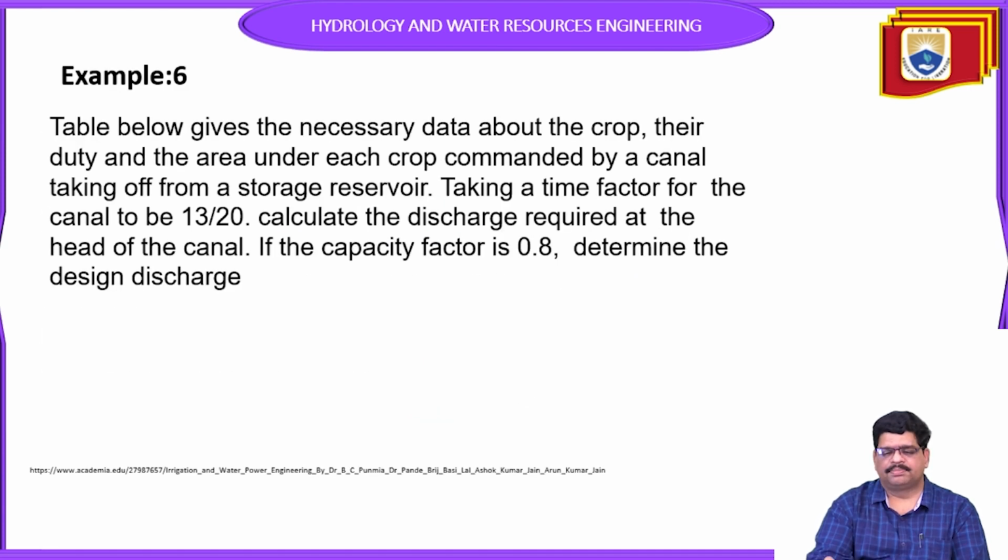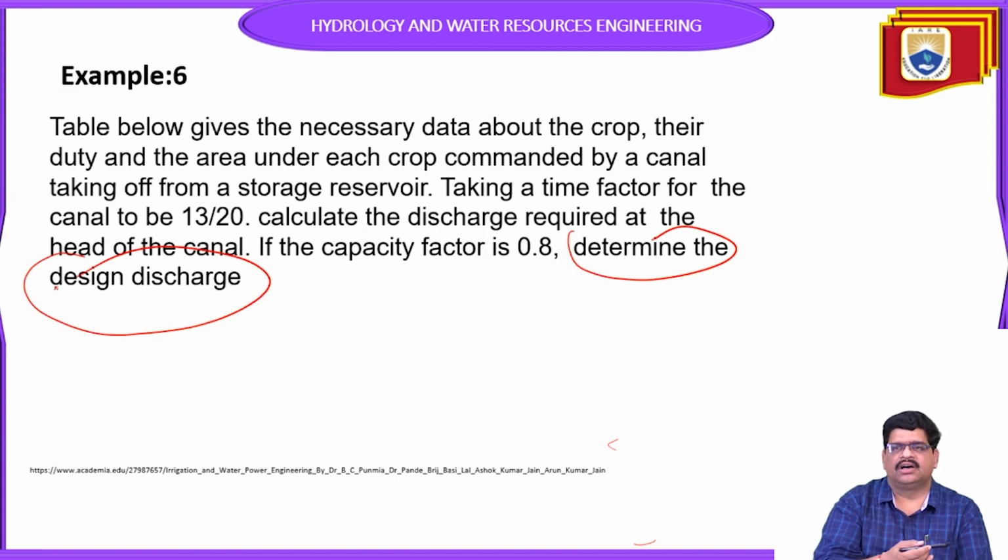Next, see another problem. A table is given below. It gives necessary data about the crops, their duty and the area of the crops commanded by the canal taking off from the storage of the reservoir. Taking the time factor for the canal as 13/20, determine the discharge required at the head of the canal. The capacity factor is 0.8. We have to find the design discharge. From this, what is given? Time factor of the canal is 13/20.